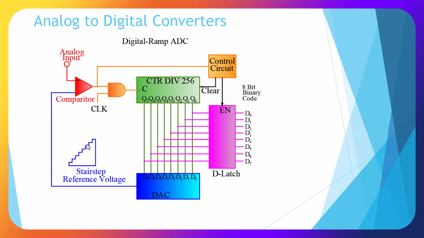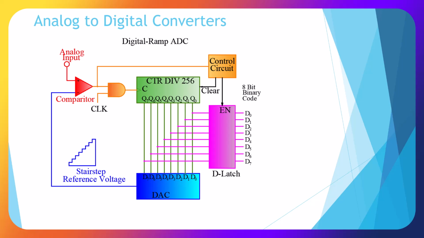Okay, so we're providing a stair-step analog voltage, and when those two match, we clock and we lock in our D latch, and it puts out the code. So we count and create a stair step. When our digital to analog converter provides the same voltage, the comparator trips and we latch in the output.